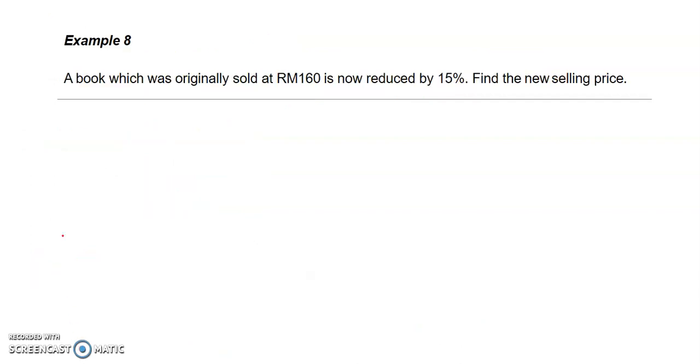Let's try the next example. A book which was originally sold at 160 ringgit is now reduced by 15%. Find the new selling price. Okay, so this is the original selling price. So now the original selling price is reduced by 15%. Dia dikurangkan sebanyak 15%. So that means we have the markdown amount here, and this is the percentage of markdown.